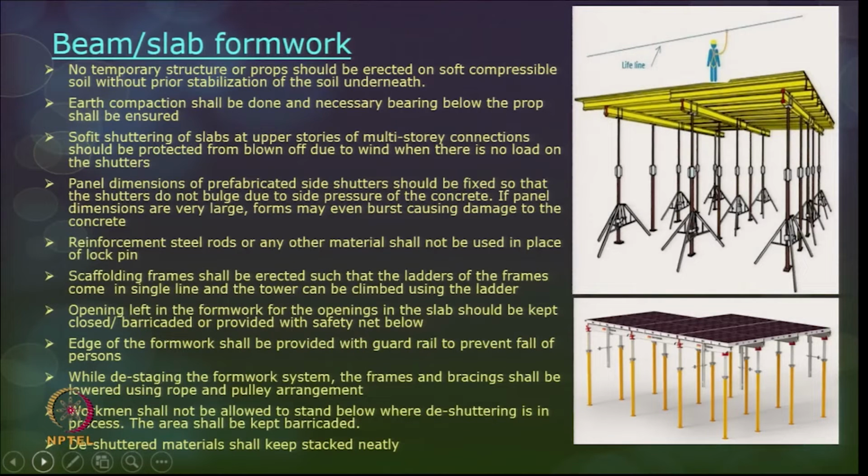While de-staging the formwork system, the frames and bracings should be lowered only using a rope and pulley arrangement. Although there are other means of manual handling for de-staging, it is still recommended to have a rope and pulley arrangement. Workmen should not be allowed to stand below the formworks when the de-staging and de-shuttering process is happening, and the area should be completely barricaded to not allow unauthorized people into the premises. De-shuttering materials should be stacked neatly for future storage.